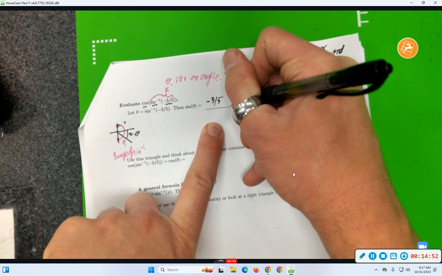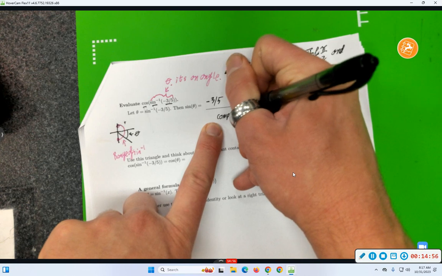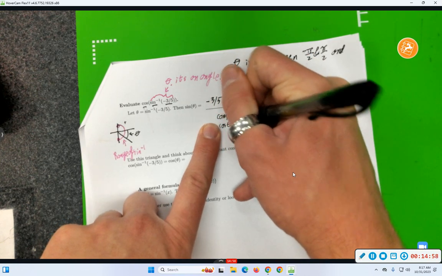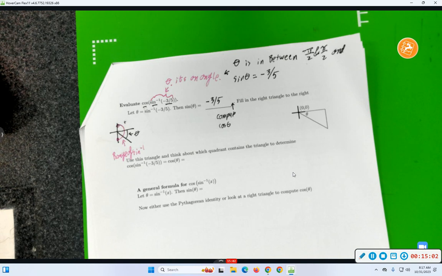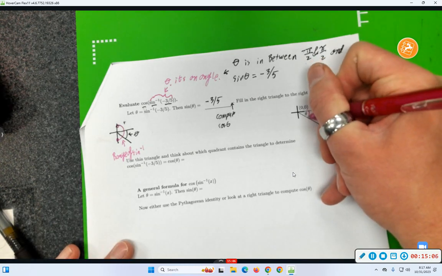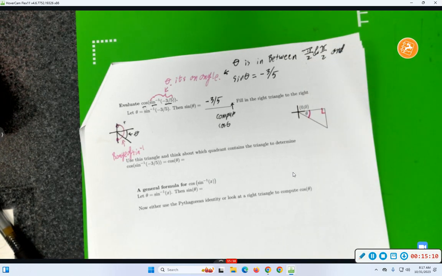So what's the story here? All I need now is to compute cosine of theta, because I want the cosine of the inverse sine of negative 3 over 5. So I just need to compute cosine of this angle. Let's use this triangle to compute that. So here's a triangle. This angle is theta. It's in quadrant 4, so this is a correct picture.